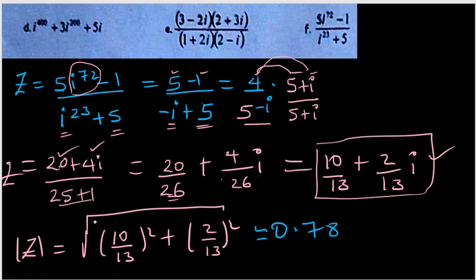But since we need to find the modulus also, we will square each of them under the square root and add it. 10 over 13 the whole squared plus 2 over 13 the whole squared. Approximately it will be 0.78.